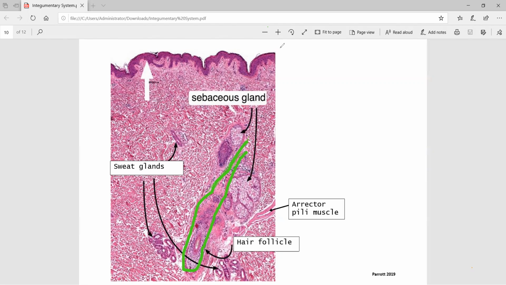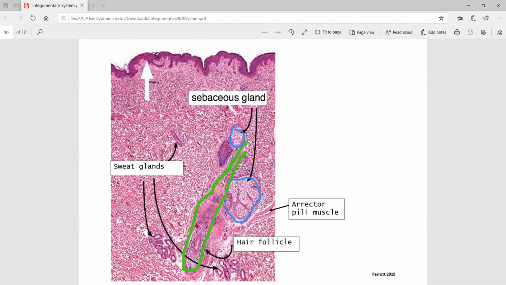Then we have some other structures. Okay, so in blue right here, I'm going to trace your sebaceous gland. Remember, your sebaceous gland looks like kind of cauliflower or a garlic pod cut open.